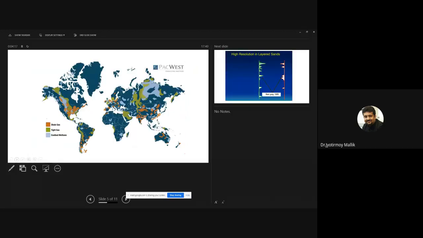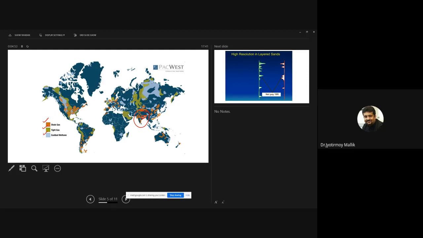So this is the total unconventional scenario in the whole world, if you like. So the brown color represents shale gas, the green color represents tight gas, and the sky blue color represents coal bed methane. Okay. You can see how they are distributed. If we look at India, okay, what do I see here? I can see the presence of shale gas and coal bed methane.